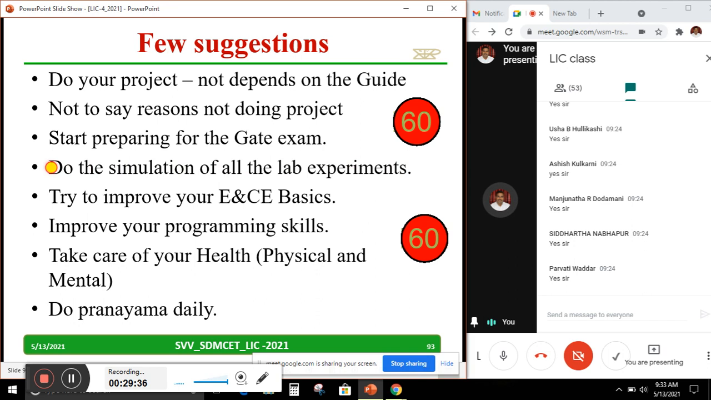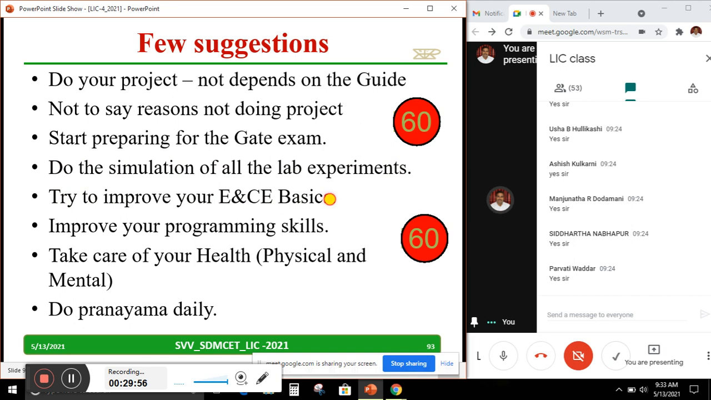But if you do it, definitely it will be helpful to you. Try to improve your ECE basics. Whatever you are studying now will be helpful for studying higher semester subjects. Your DSP, if you know signals and systems, it is good.